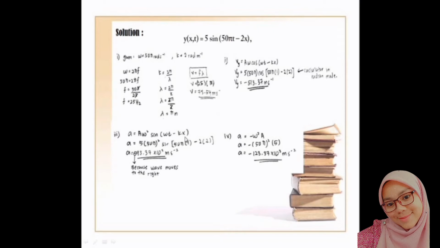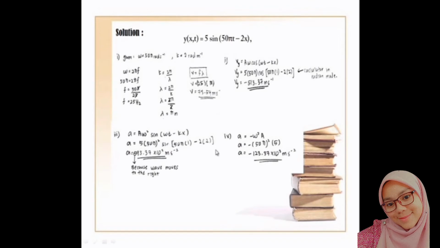So sama je, kita substitute the information dalam ni. Nanti kita akan dapat 93.37 darab 10 kali negatif 10 kali 3 ms negatif 2. Tapi kita letak negatif sebab apa? Sebab the wave moves to the right. When the wave moves to the left, so dia punya acceleration kepada itulah. Tapi ni sebab dia move to the right, so dia akan jadi negatif.